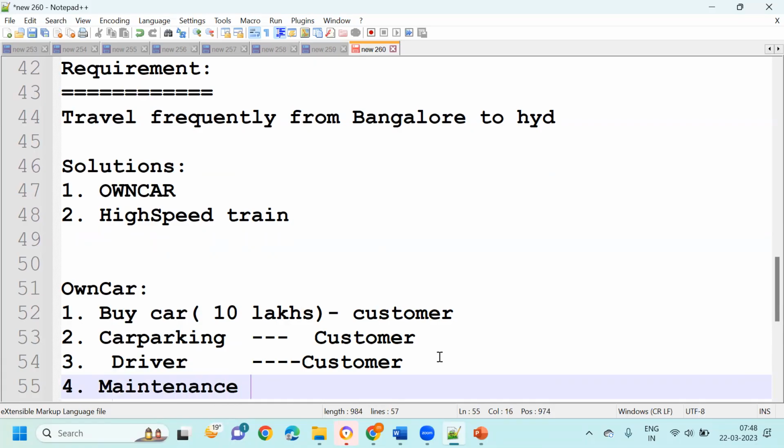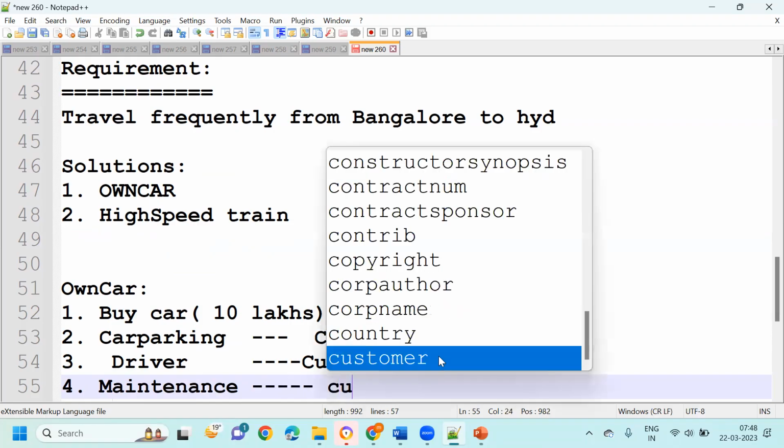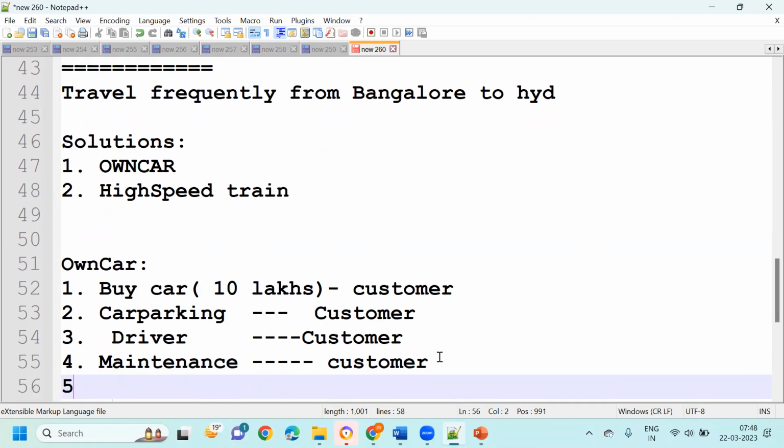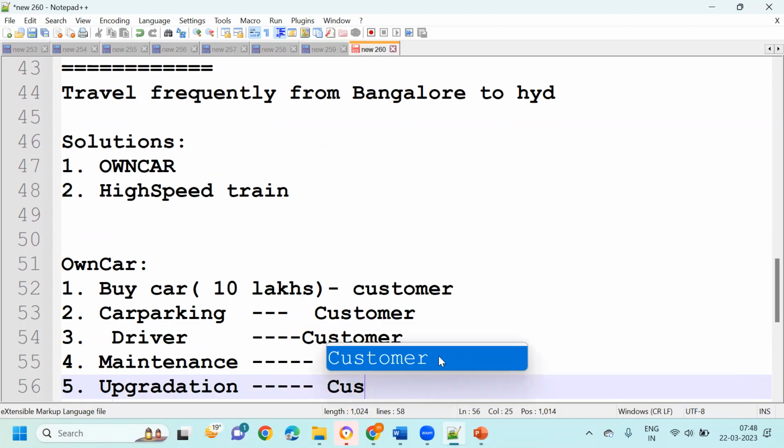Next one is who is going to take care of the maintenance part? Again, customer. The fifth one is who is going to take the upgradation part? Upgradation is nothing but, for example, front end there are airbags, back side there are no airbags. If you want to upgrade, who has to take care of this part?